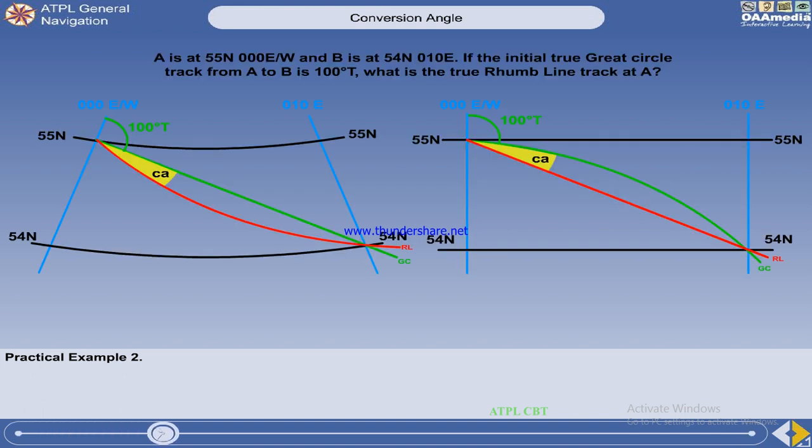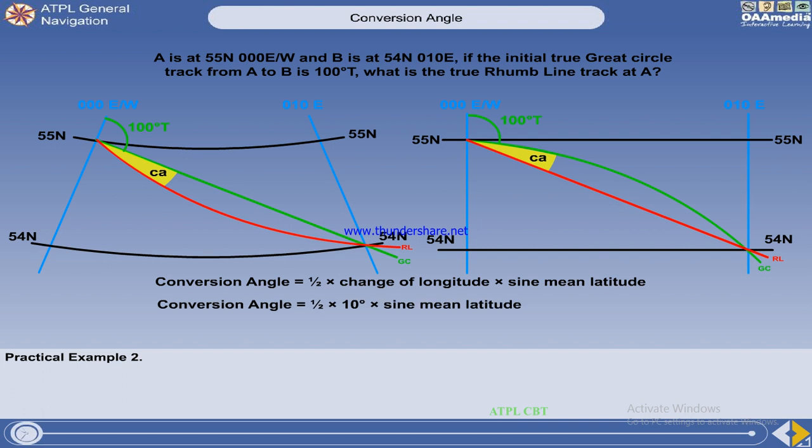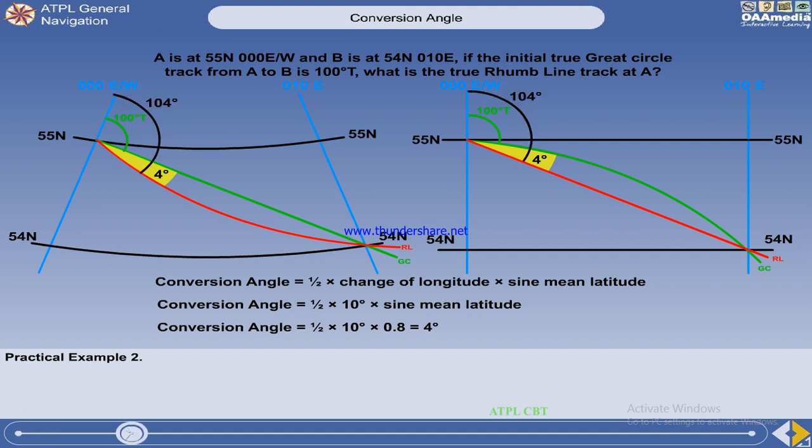It should look like one of these. So now find the conversion angle. The change of longitude is 10 degrees, and the sine of 54.5 degrees is almost exactly 0.8. So you should have found a conversion angle of 4 degrees. So what does that give you as a rumline track? The rumline track is 104 true.